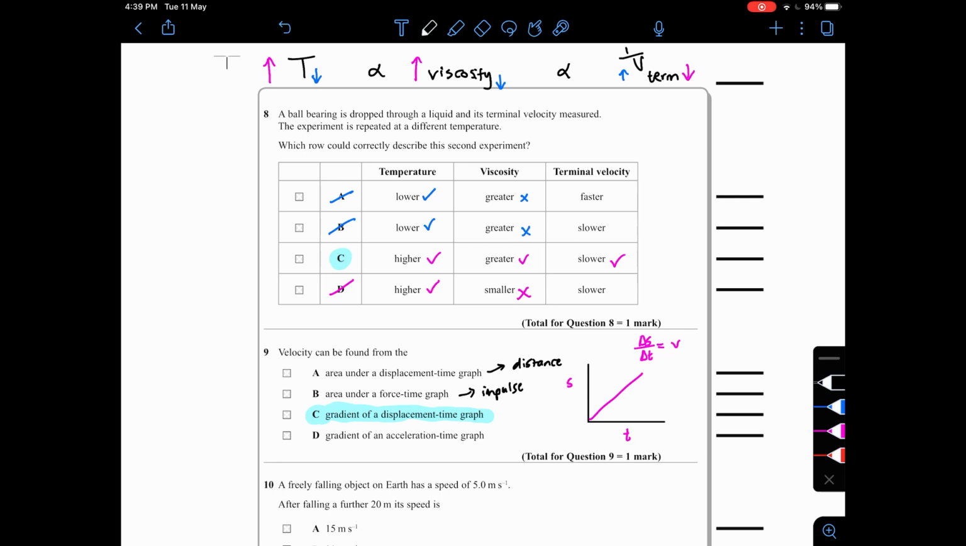Now, the last one we can also ignore, because they're trying to confuse you: the gradient of an acceleration time graph. If you've ever seen an acceleration time graph, usually they don't have a gradient, and when they do, it's not related to velocity, because acceleration is in fact the rate of change of velocity over time. So it's impossible for us to relate velocity to the gradient.